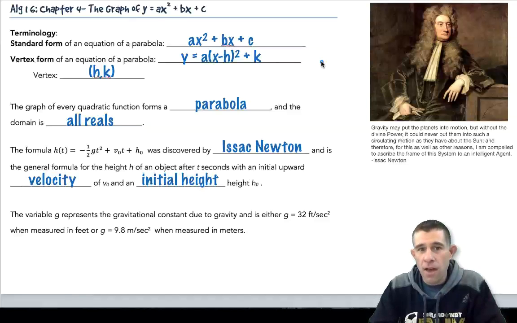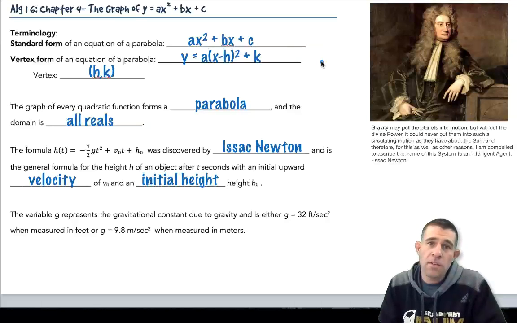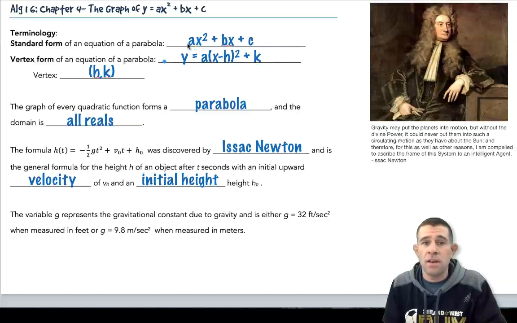Today we're taking a look at the graph of the function y equals ax squared plus bx plus c. Now remember, the graph of this function is a parabola. It's a quadratic equation. It has a degree 2, and it has the standard form of ax squared plus bx plus c.